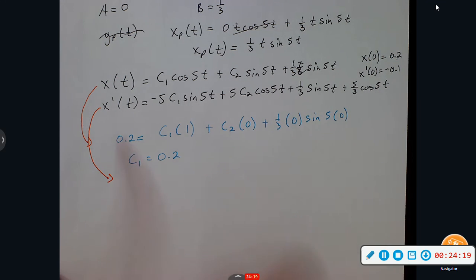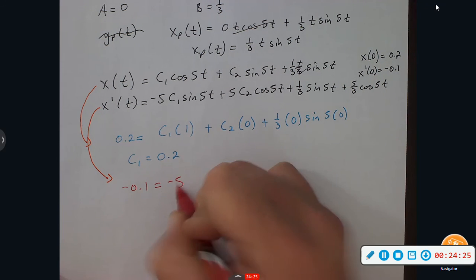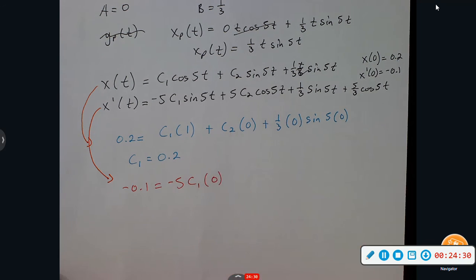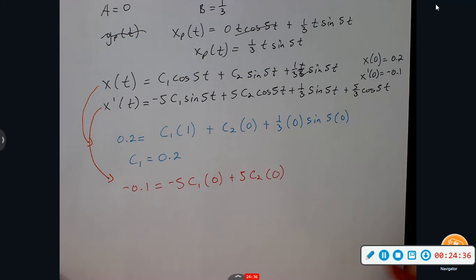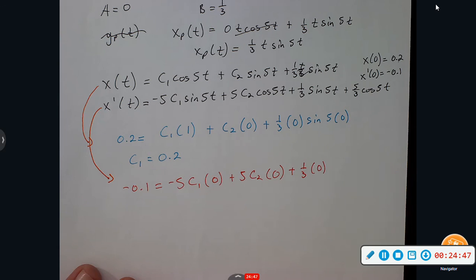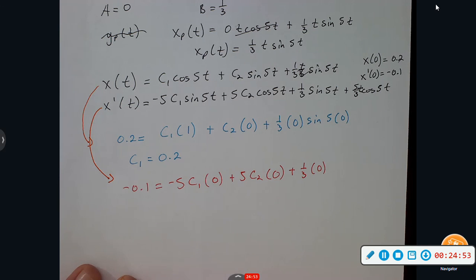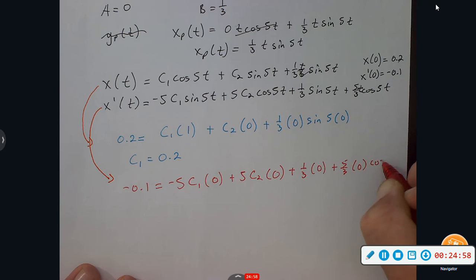Plugging in the derivative. We'll use the derivative as red. Negative 0.1 equals negative 5 C1 sine 5t. Well, sine at 0 is 0, plus 5 C2 cosine of 0 is 1, plus 1/3. Oh, thank goodness again. Sine is 0 at 0. And guess what I forgot that would have helped here? There needs to be a t here. And that's going to help us because it's 0. And cosine would have been 1 here.